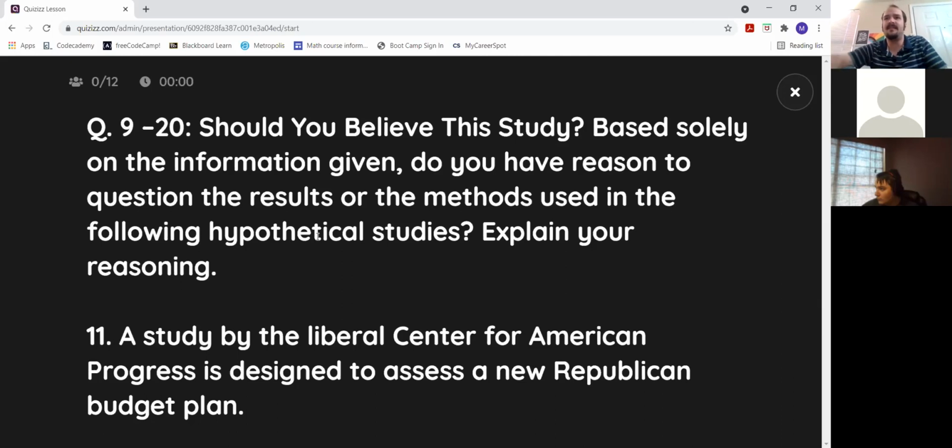Should you believe the study based solely on the information given? Do you have reason to question the results or the methods used in the following hypothetical studies? Explain your reasoning. So, a study by the Liberal Center for American Progress is designed to assess a new Republican budget plan. So which one of those? I feel like most of these, they're really keying in on one of those 8 things. And so I really want you to tell me which one of those 8 things you think they're trying to talk about, and how are they talking about it? Why does that thing apply to this example?